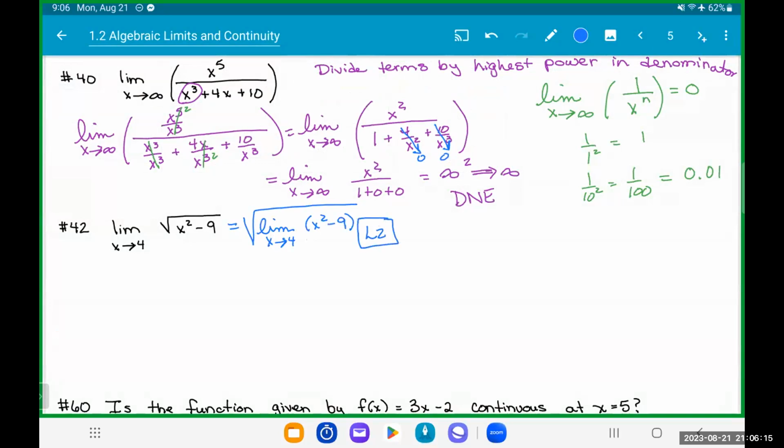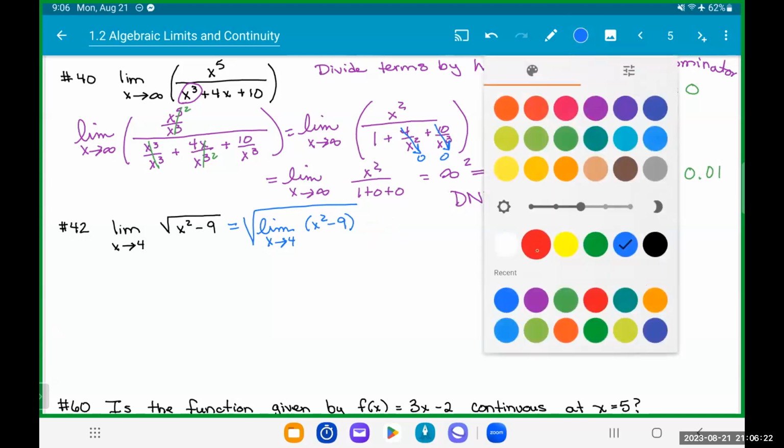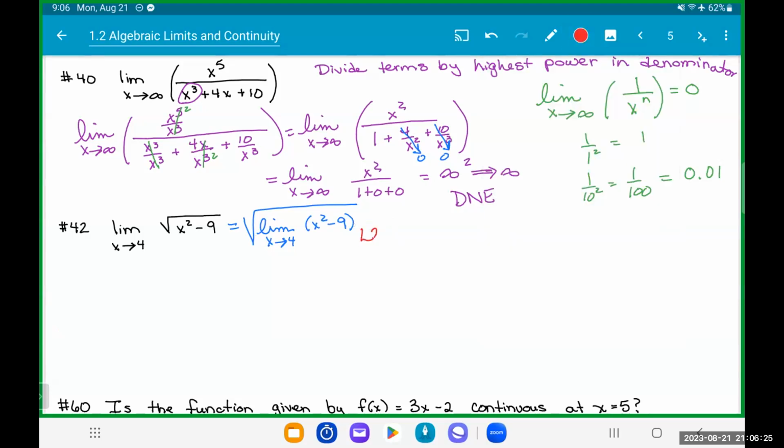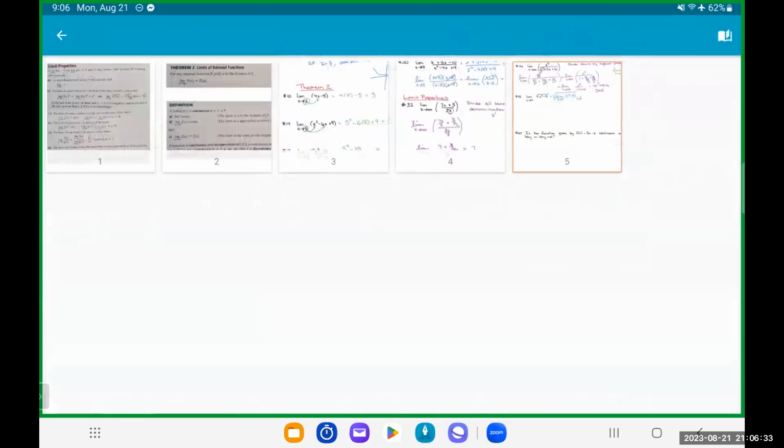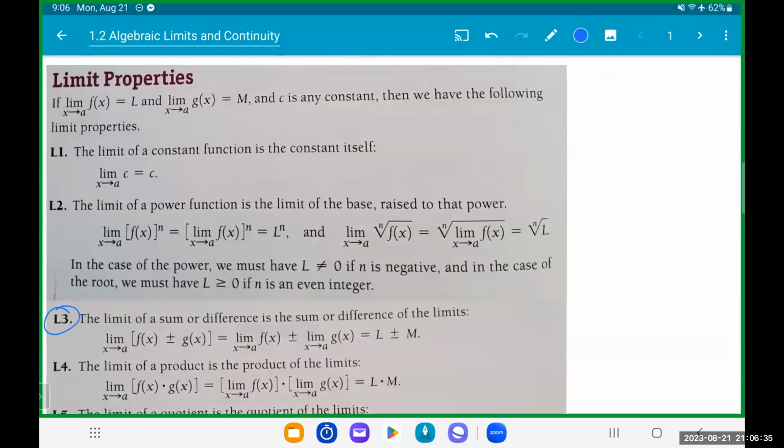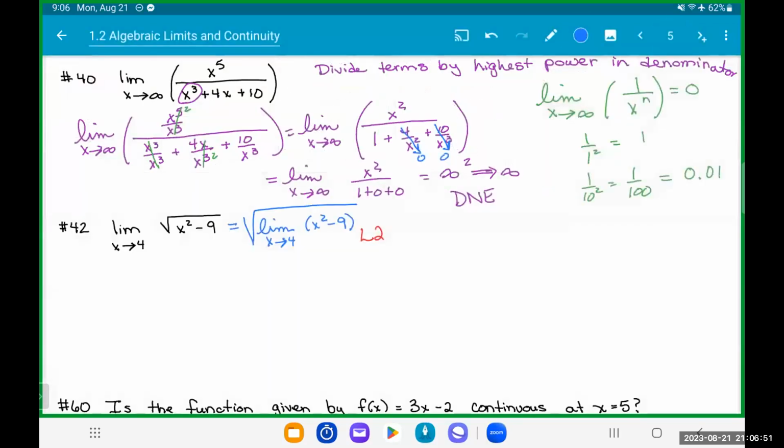All right, so now we're going to use L3. I'll write it here, L2. And so now we're going to use L3. L3 here is telling me that if I have two functions added or subtracted from each other, I could split those out to where the limits are in front of each of them individually instead of together, collectively.